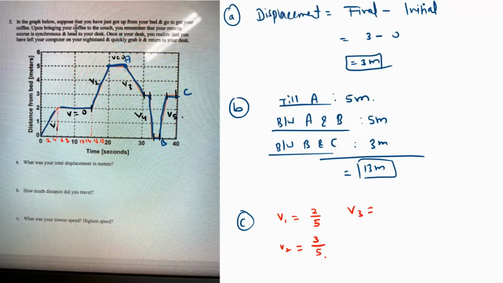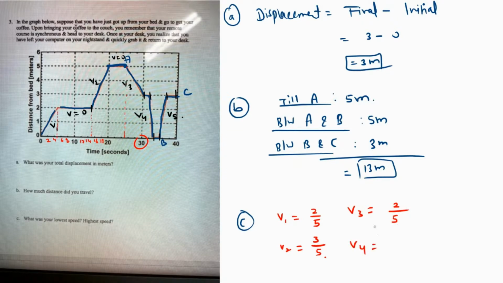We talk about v3. v3 is from 5 to 3. So again, 5 to 3, it means that 2 units, that is the distance. Over the time is, this is 30, and this is going to be in between this. So this is 25. So this is 25 to 30. So this is 5 seconds once again.